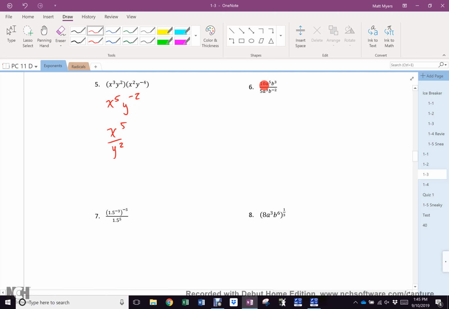What about here? How should I look at that? Should I look at that as 10a to the 5th b to the 3rd divided by 5a to the 3rd b to the negative 2? Or should I look at it as 10 over 5, a to the 5 over a to the 3, and b to the 3 over b to the negative 2? Which one's easier to deal with, the colors or the whole thing? The colors. What's the first one? 2. What's the second one? A squared. What's the third one? B to the 5. So what's the final answer? 2a squared b to the 5th.